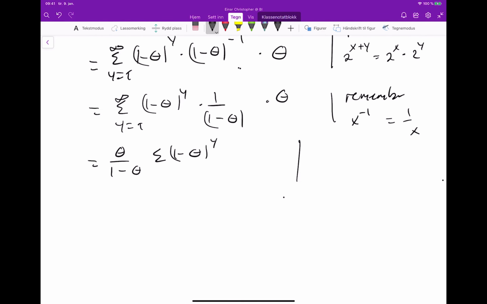And now we have a hint in this exercise. So using the hint, and the hint is like this: the sum k equals 0 to infinity of x to the power of k is equal to 1 divided by 1 minus x.